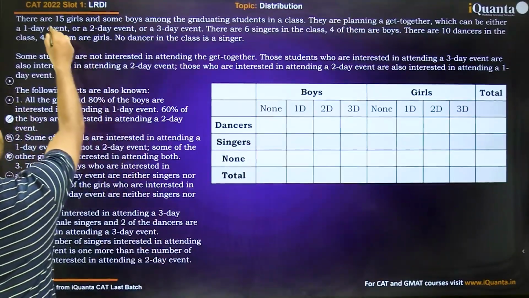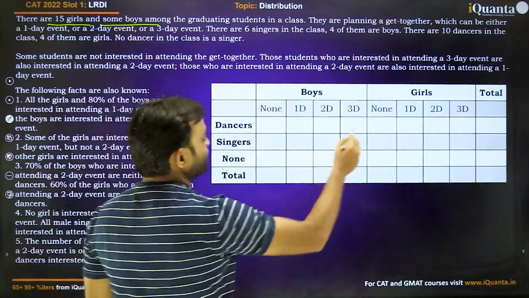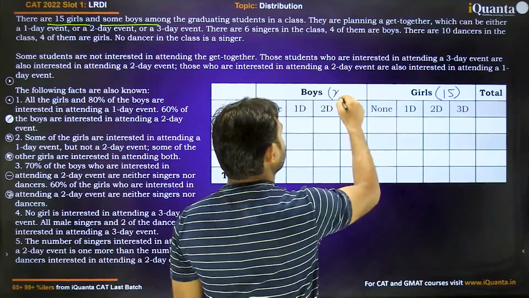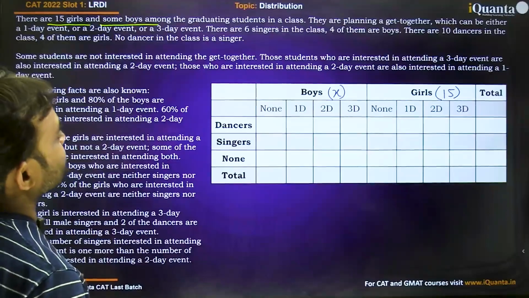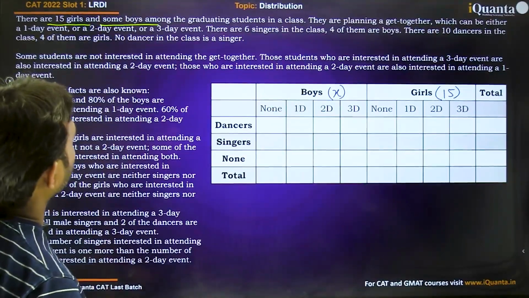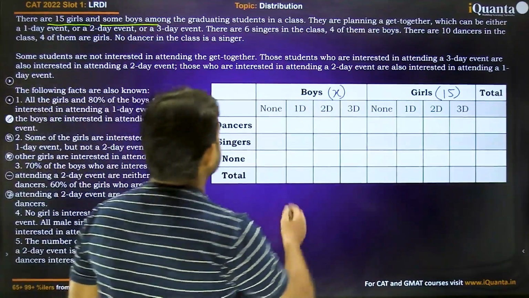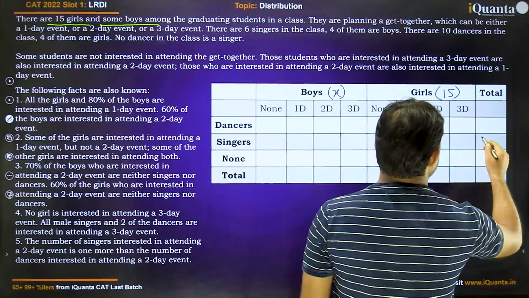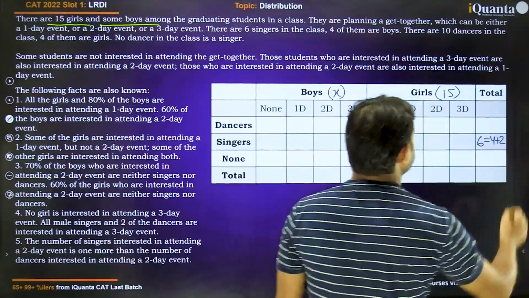It says there are 15 girls and some boys. So let's say number of girls is 15 given, number of boys is equal to x. Now it says they are planning a get together, which can be either one day event, two day event, or a three day event. There are 6 singers in the class, a total of 6 singers in the class. 4 of them are boys. So 6 singers, but 4 of them are boys and 2 of them are girls.